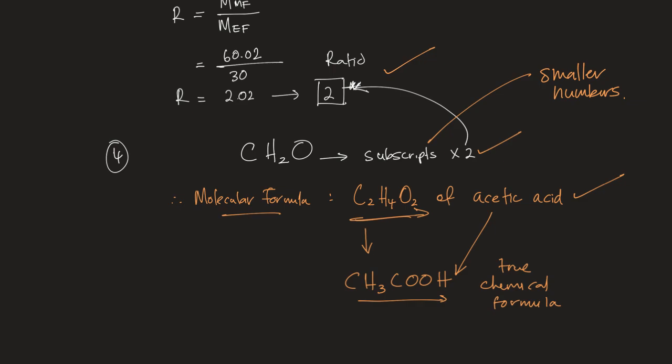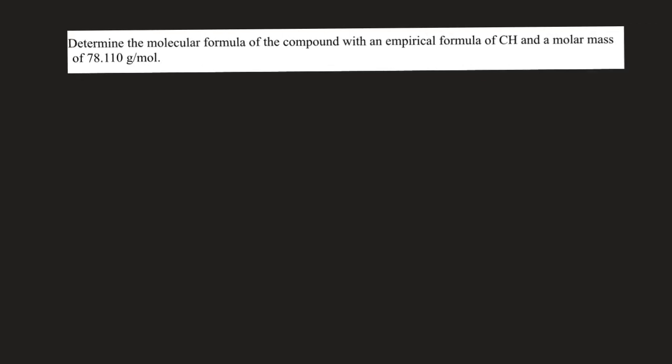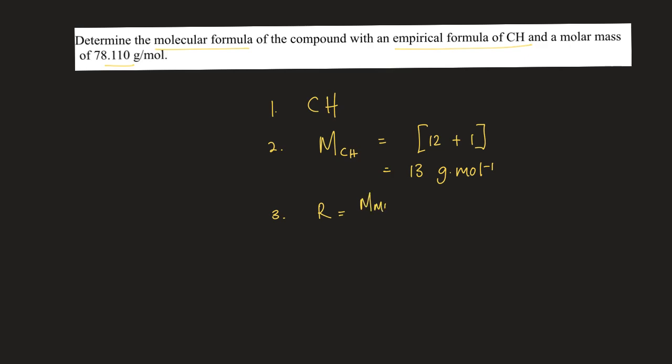And let me do another example with you. A second kind of example that they can give you is they can say to determine the molecular formula of a compound with an empirical formula of CH and a molar mass of whatever they give you. So they've already done the empirical formula work for you. So the first thing, you've got your empirical formula, that's CH. The second step is the molar mass of CH. Nice and basic, 12 plus 1, and that gives me 13 grams per mole. Alright, the next thing I need to do is find that ratio. So R is equal to MMF over, oops, what am I doing?